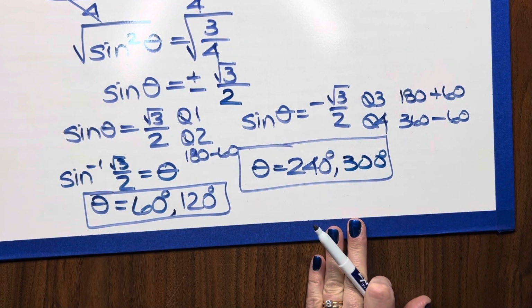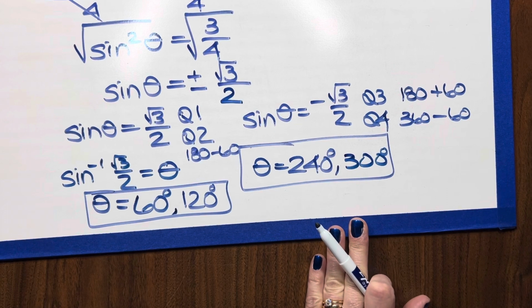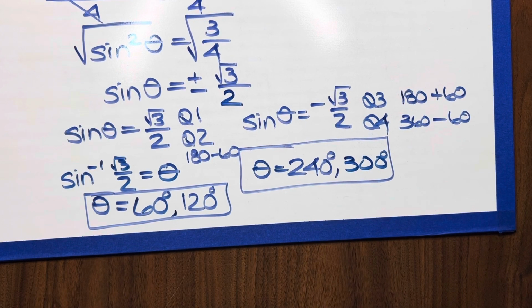They are all correct and they will all check out. And that is how you solve a quadratic trig equation when we use inverse operations.